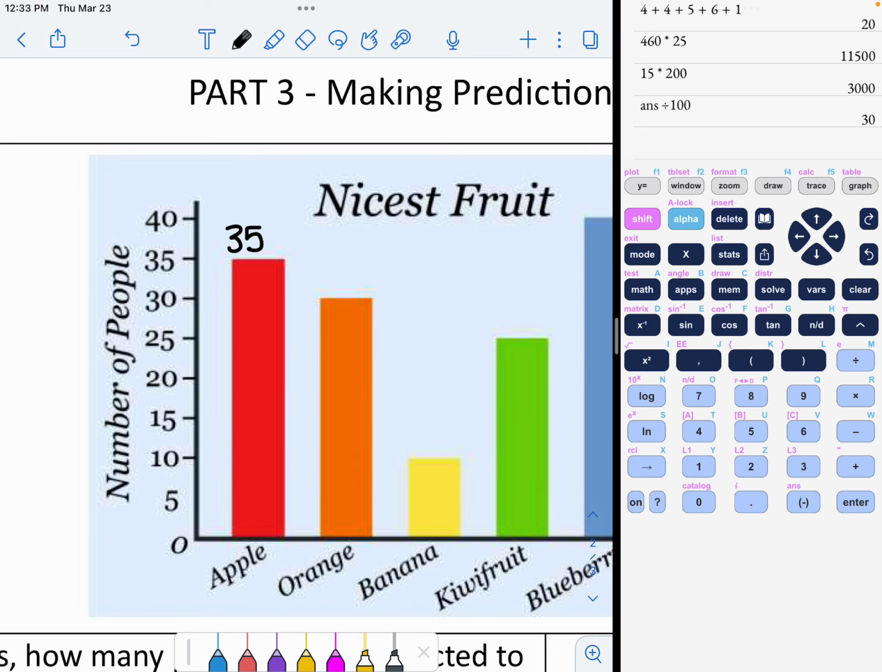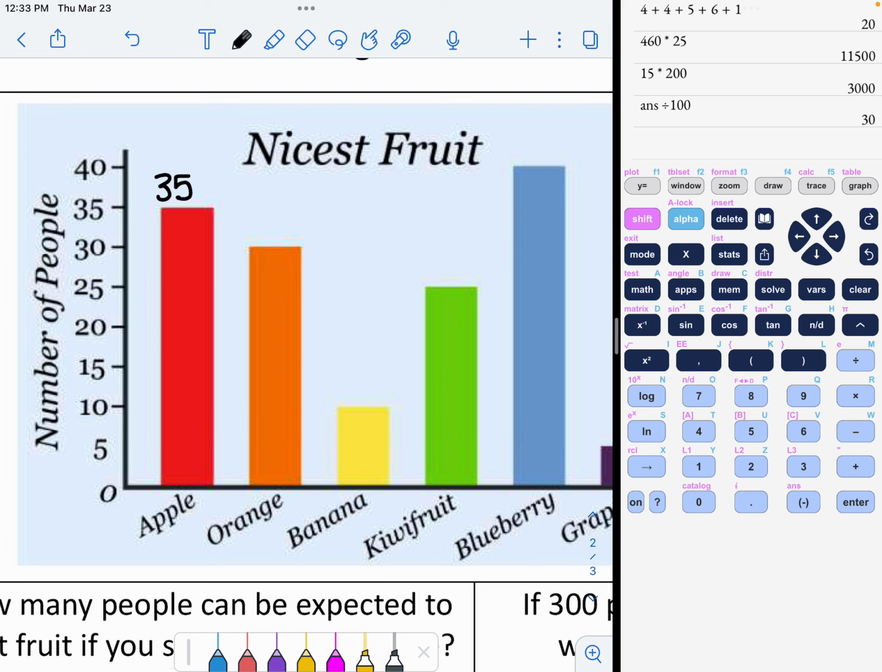So let's go ahead and see how many people were surveyed. It's always important with these ones that you figure that out. I want you to go ahead and identify how many people picked apple, how many people picked oranges, how many people picked bananas, how many people picked kiwi fruit? I'm just eyeing it up, so I'm making sure that I know how many people picked each. And then how many people picked blueberries?